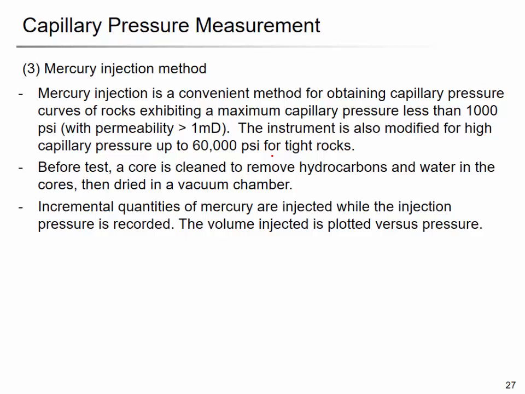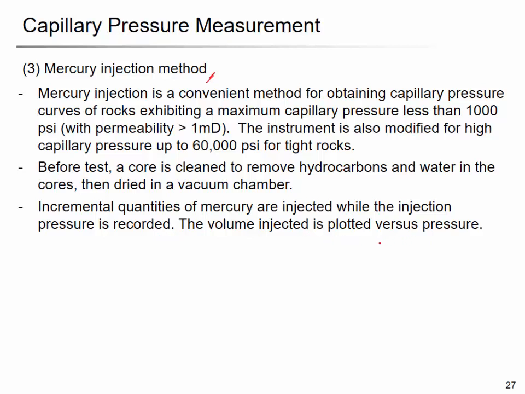So the advantage of this method is that you don't need to have the porous disc. Porous discs actually have a limitation for the capillary pressure, upper limit for the capillary pressure. But with this mercury injection method, you don't need a porous plate, so there's no upper bound for the capillary pressure. So before test, the core is cleaned to remove the hydrocarbon and water and dried in vacuum chamber. And incremental quantities of mercury are injected while the injection is recorded. The volume injected is plotted versus pressure.